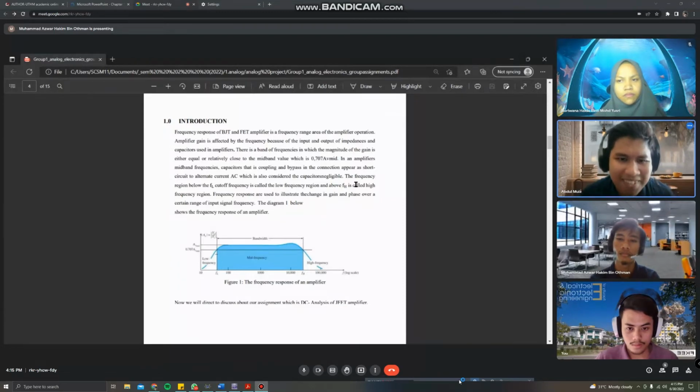The frequency region below the FL cutoff frequency is called the low frequency region, and above FH is called the high frequency region. Frequency response is used to illustrate the change in the gain and phase over a certain range of input signal frequency. The diagram one below shows the frequency response of an amplifier.